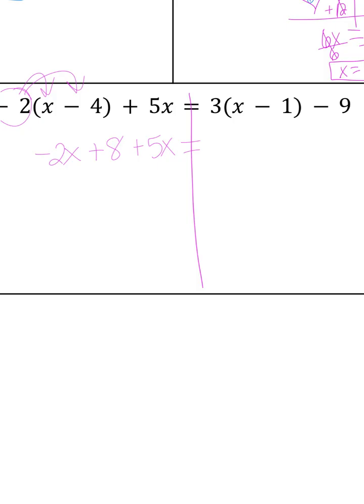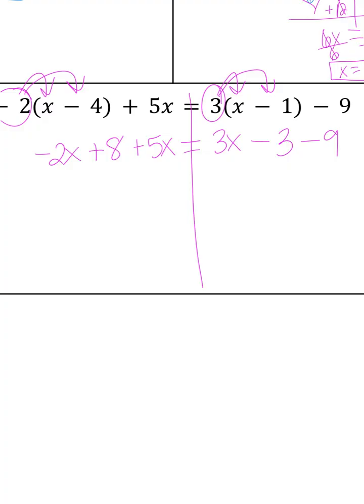Do I have anything over there that can be distributed? Yep, 3. 3 is going to jump the fence to x. What do you get? 3x. Now 3 is going to jump the fence to negative 1. What do you get when you do 3 times negative 1? Negative 3. Can that 3 jump all the way down there to that negative 9? Nope, so we're just going to drop it. All right, we did the D of Washington, D.C. Now let's do the C part. We got to combine like terms.